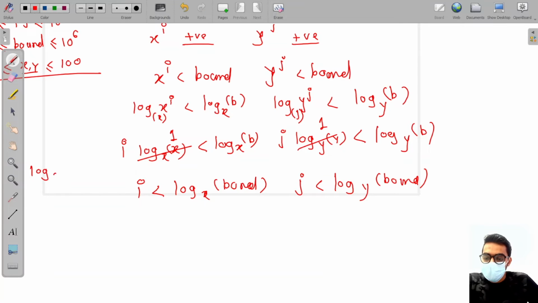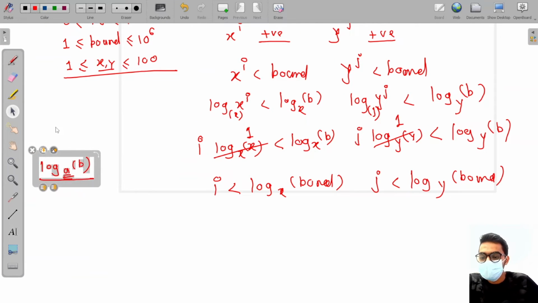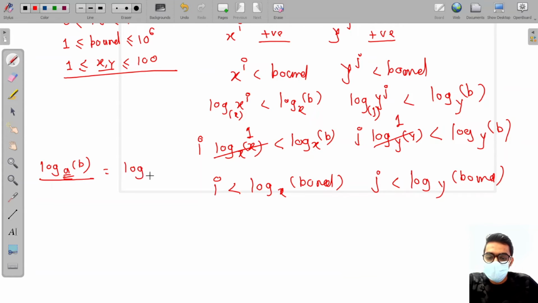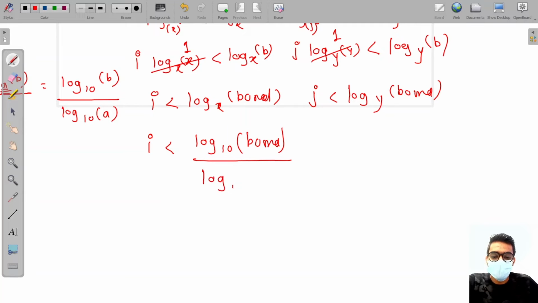Now let's say log to the base a of b. We don't know how to solve for log to the base a, but we know how to solve log to the base 10. So we are going to use this: log to the base 10 of b divided by log to the base 10 of a. Applying this condition over this expression, i is less than log to the base 10 of bound divided by log to the base 10 of x.